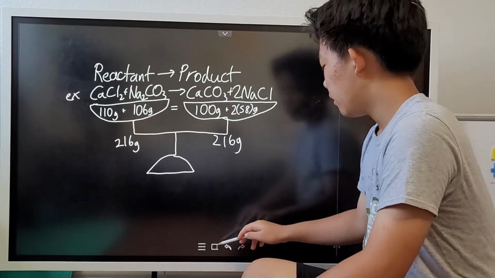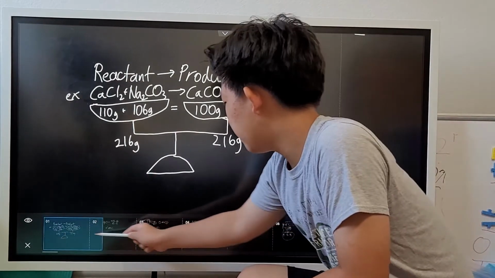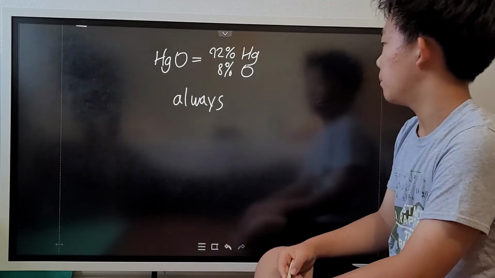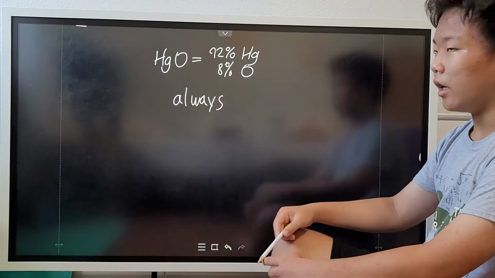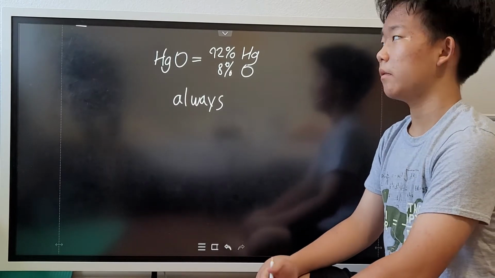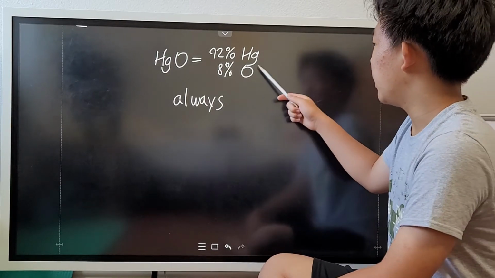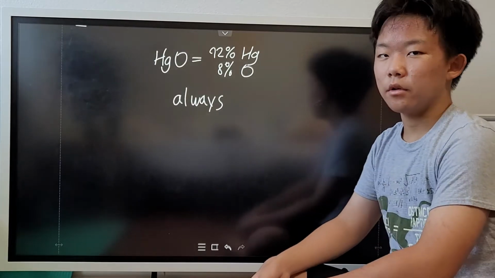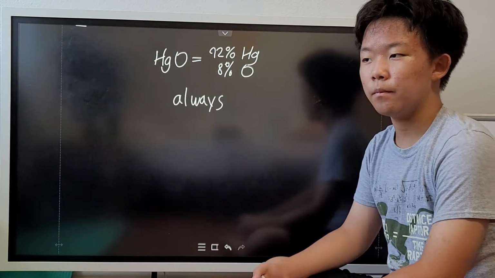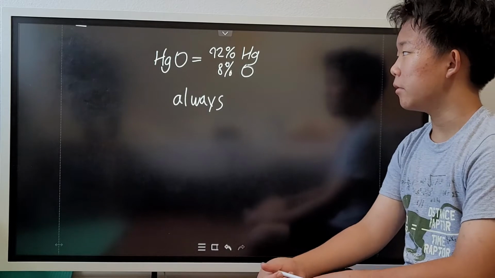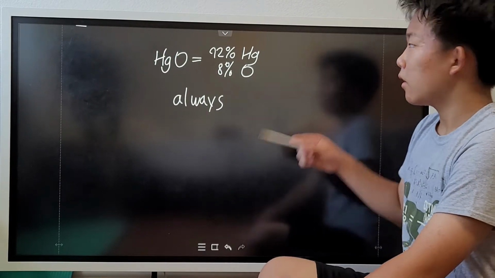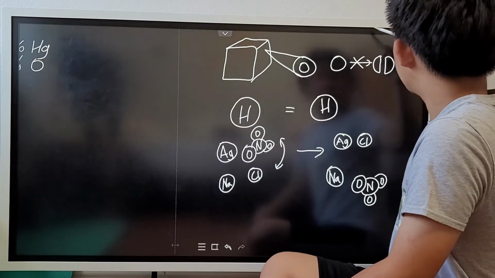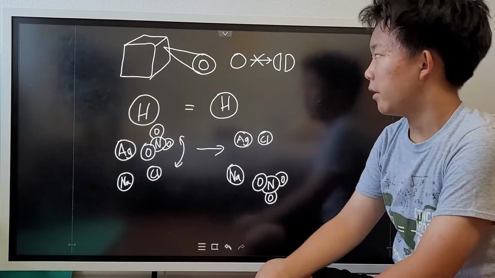Another thing that led to Dalton's atomic theory was the law of constant composition. For instance, in mercuric oxide, aka mercury 2 oxide, the composition of mercury and oxygen in the mercuric oxide is always the same, 92% for mercury and 8% for oxygen, always. And this led to the 3 laws of Dalton's atomic theory.